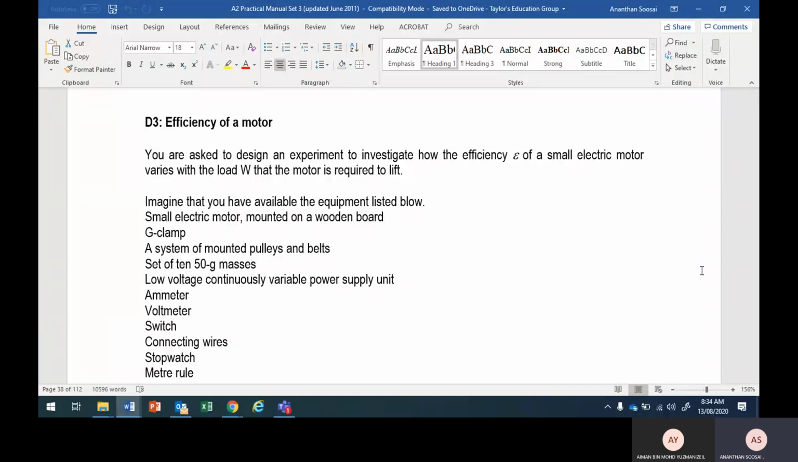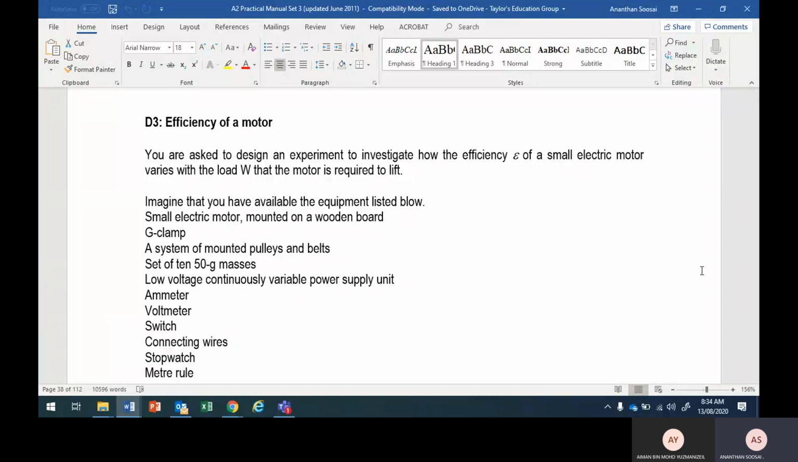Design an experiment to find the efficiency of a motor. Say a motor is given to you, how do you find the efficiency of the motor? What measurement to take? Efficiency is what? Output power over input power. How do you measure the output power? How do you measure the input power? Output power only can be measured if you make the motor do work.